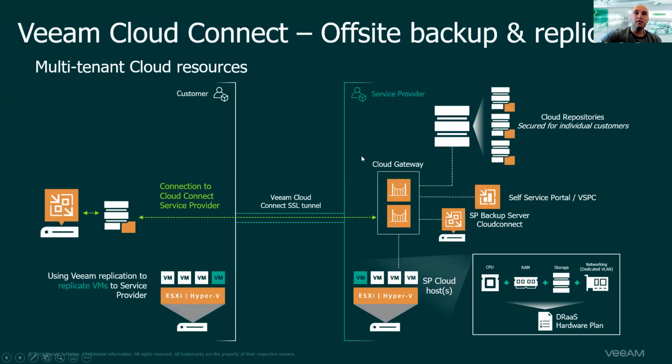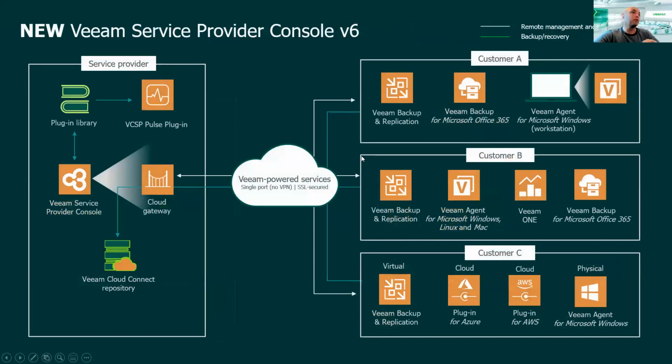Looking at this from a broader perspective. So for example, I have customer A, B, and C. Customer A has its own Veeam Backup and Replication server. It has Veeam Backup for Office 365. It has an agent. We manage that from the service provider console on the left.